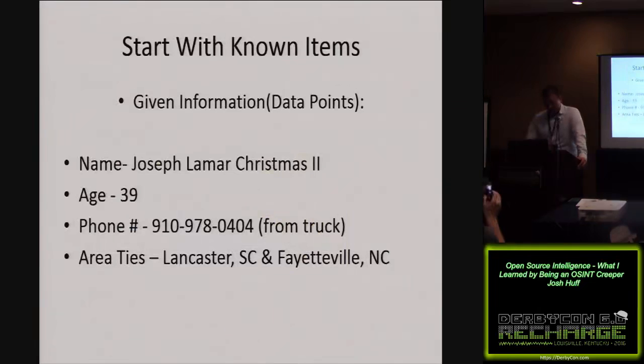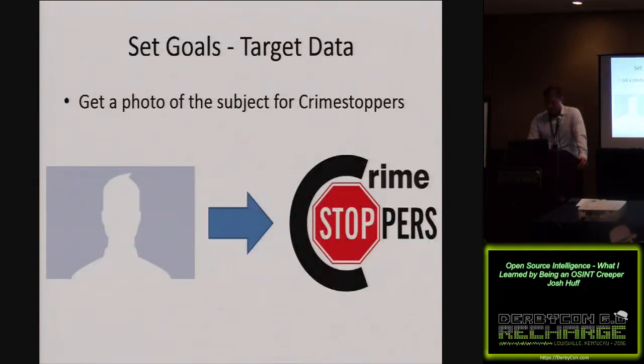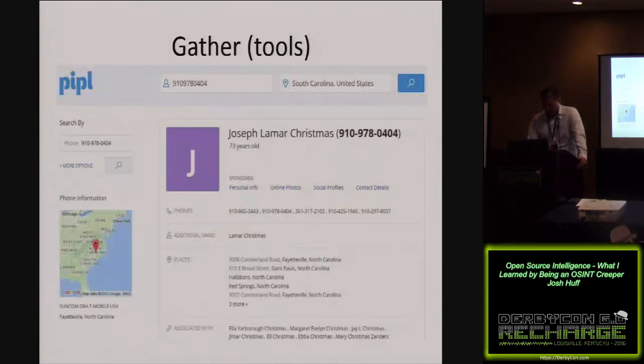Starting with known items out of the news story, we see Joseph Lamar Christmas is the name, age 39, the big bright green phone number from the truck, and area ties to North Carolina and South Carolina. We set our goals. We can try to find a photo of this guy and give it to Crime Stoppers. Gather tools: Pitbull, online search for information. We could throw in the phone number from the truck and South Carolina as a starting point. And we're given Joseph Lamar Christmas, 73 years old, a couple of extra phone numbers, a couple of addresses, and known associations, likely family members.